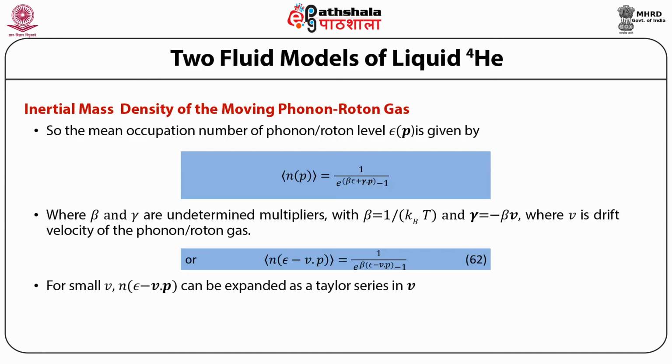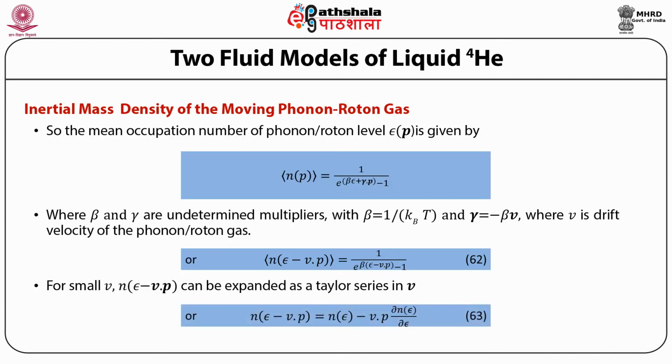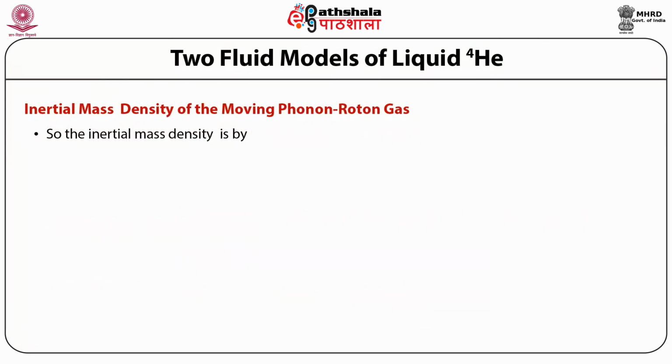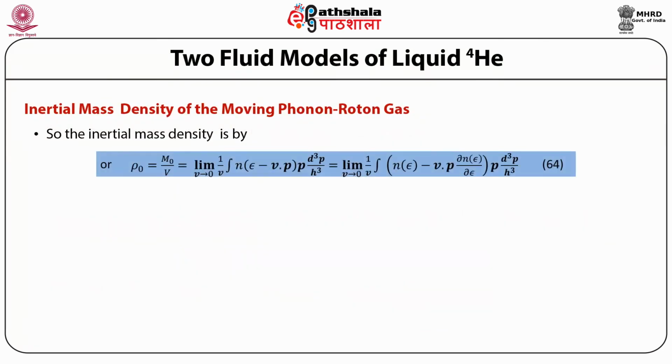For small v, n(epsilon minus v dot p) can be expanded as a Taylor series in v, or we can also write this as equal to n(epsilon) minus v dot p partial derivative of n(epsilon) with respect to epsilon. So the inertial mass density is given by rho naught is equal to momentum density upon v, which is equal to limit v approaching 0 of 1 upon v integral over n as a function of (epsilon minus v dot p) into p d cube p upon h cube, which is equal to limit v approaching 0 of 1 upon v integral over (n(epsilon) minus v dot p partial derivative of n(epsilon) with respect to epsilon) multiplied by p d cube p upon h cube.